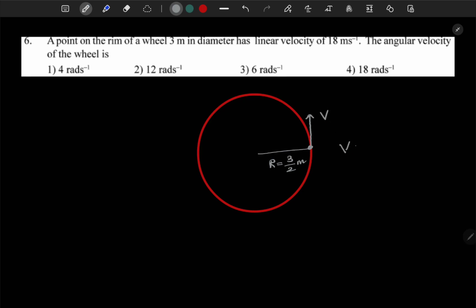So we have v is equal to r omega, which we can write in circular motion. The linear velocity is 18 meter per second, and the radius is 3 by 2 into omega. Therefore omega becomes 12 radian per second, which is a very simple and easy question. So the answer is 12 radian per second. Option number 2 is correct.